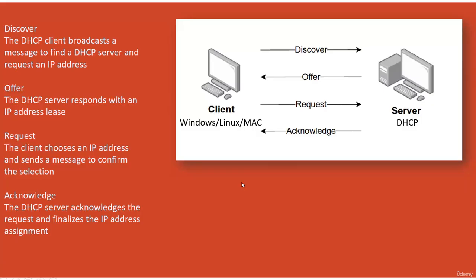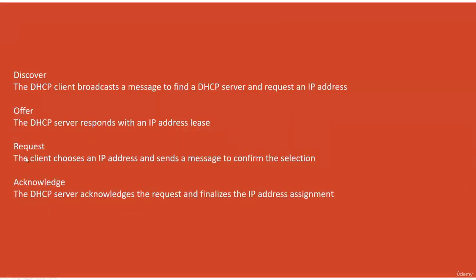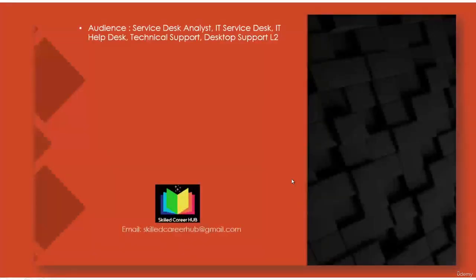What is the DORA process? Discover, offer, request, acknowledgement. Discover: the DHCP client broadcasts a message to find a DHCP server and request an IP address. Offer: the DHCP server responds with the IP address with a lease period. Request: the client chooses an IP address and sends a message to confirm the selection, meaning the IP address selection. Acknowledgement: the DHCP server acknowledges the request and finalizes the IP address assignment. All right, what do we have next?